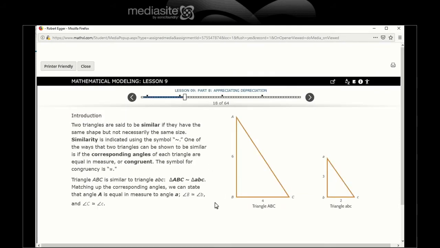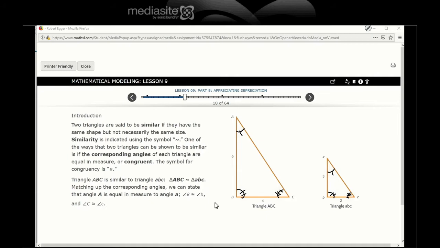Two triangles are said to be similar if they have the same shape but not necessarily the same size. Now, if they have the same shape, it means the angles are the same. They have to be similar. They have the same general shape. You have different length of sides, but the angles are the same. The angles fix the geometry.